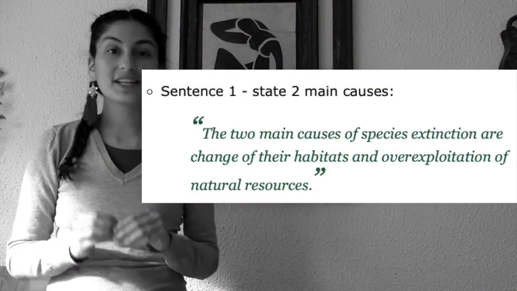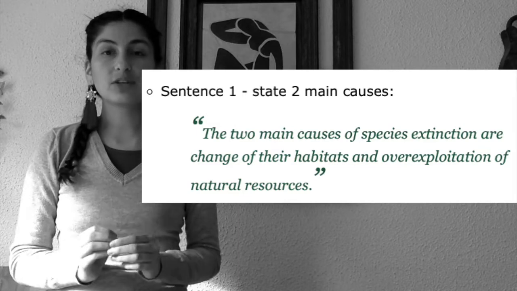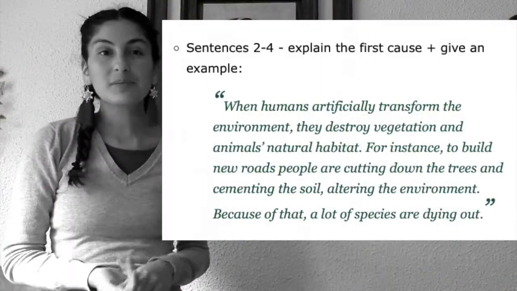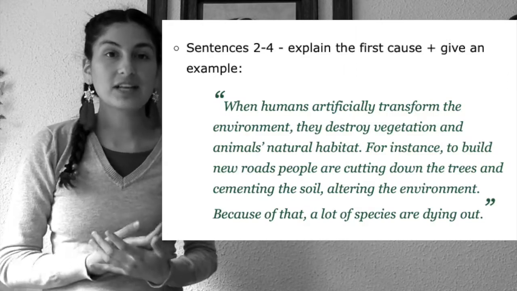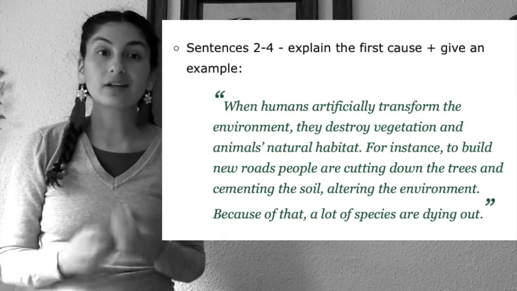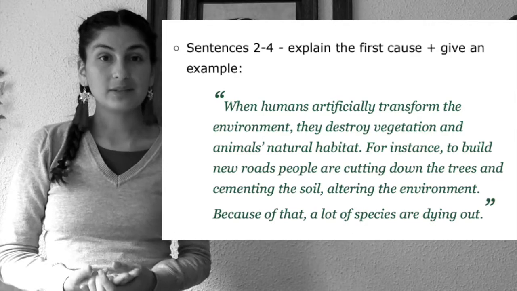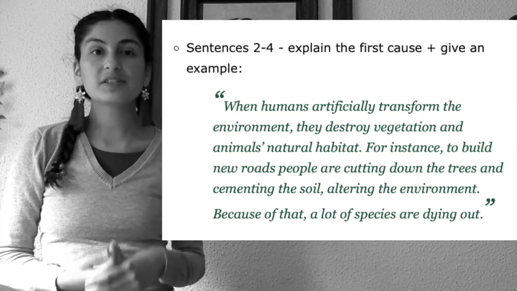In the sentence 1, you can state the 2 main causes. The 2 main causes of species extinction are change of their habitats and overexploitation of natural resources. In sentences 2, 3, and 4, you can explain the first cause and give an example. When humans artificially transform the environment, they destroy vegetation and animals' natural habitat. For instance, to build new roads, people are cutting down the trees and cementing the soil, altering the environment. Because of that, a lot of species are dying out.